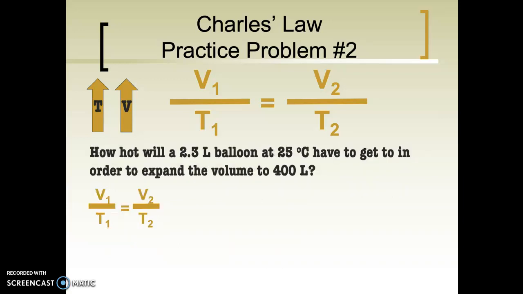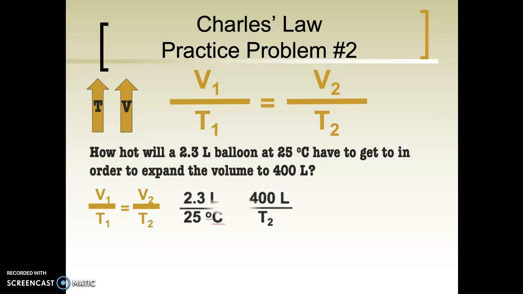In this case, how hot will a 2.3 liter balloon at 25 degrees have to get in order to expand the volume to 400 liters? So in other words, to make our volume go up, what are we going to have to do to the temperature, and by how much, and what will that final temperature be? So again, we're just going to plug in here. Now we should expect, since we are increasing the volume, according to Charles' law, our temperature should go up. That's what we should expect here.